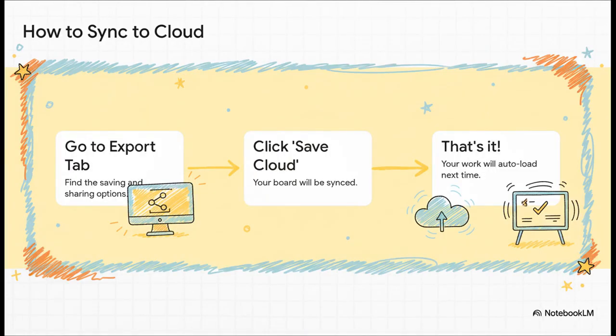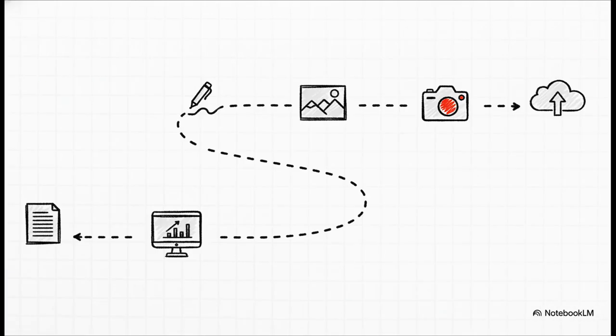And get this, look how ridiculously easy it is. You go to the Export tab, you click Save Cloud, and that's it. Seriously, there is no step 3. The next time you open Pro Whiteboard, your work will just be there waiting for you. It's totally seamless.